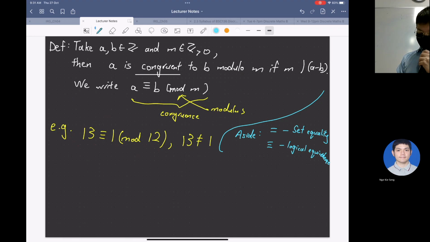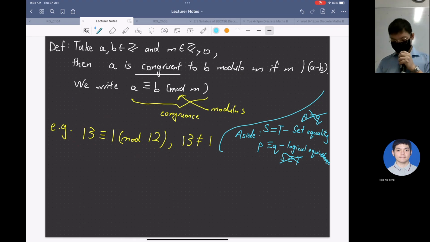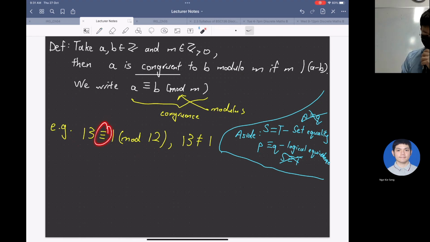That means these two sides here are sets, and these two sides here are propositions. So you don't put two sets beside this, or beside the equal sign put two propositions. There is no meaning in that. So every time I write this, make sure you know which world I'm living in. Equal sign for usual numbers, and triple sign for modular arithmetic.